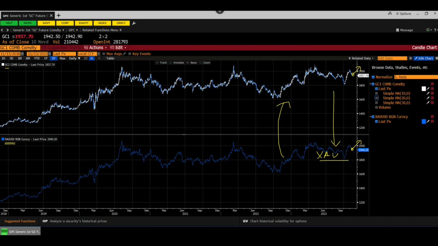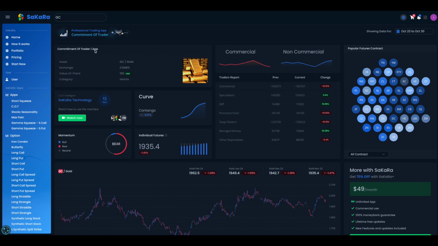So now we understand that the Commitment of Traders is very important to understand and predict the price movement of the XAU USD. Because if you know how to figure out and understand the data in the CFTC, we can understand the data, of course, and trade the XAU USD. This platform also shows you the curve, which means contango and backwardation in the futures contract. It's also very important to predict the price movement.